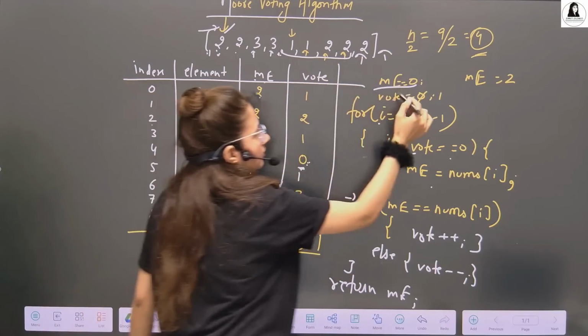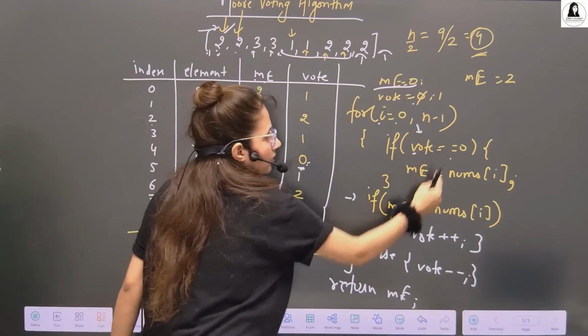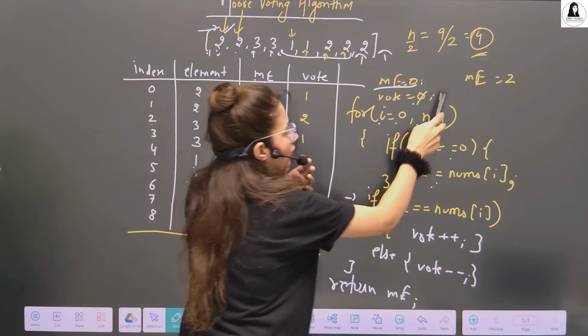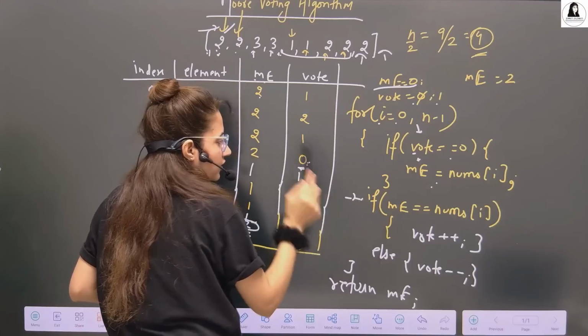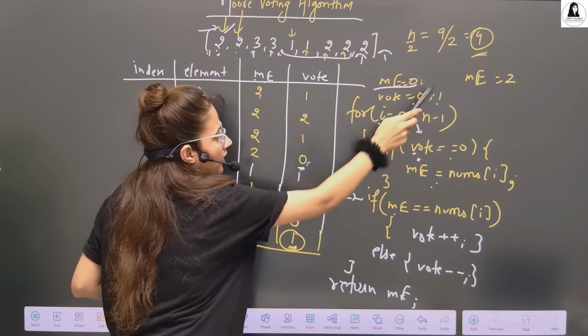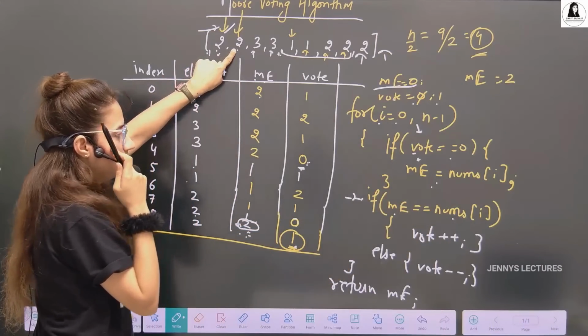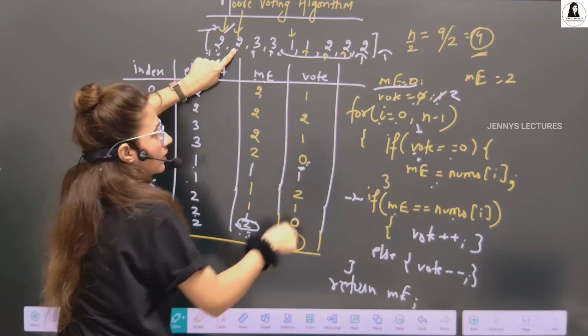Now i plus plus. Now i is here, 2. Again it's 2. If vote is 0, then only this would be the case. But right now vote is not 0, vote is 1. So this condition will not enter here. Now check the next condition. If my ME, majority element 2, is equal to nums of i, which is 2, yes, vote plus plus. Now vote becomes 2. i plus plus.